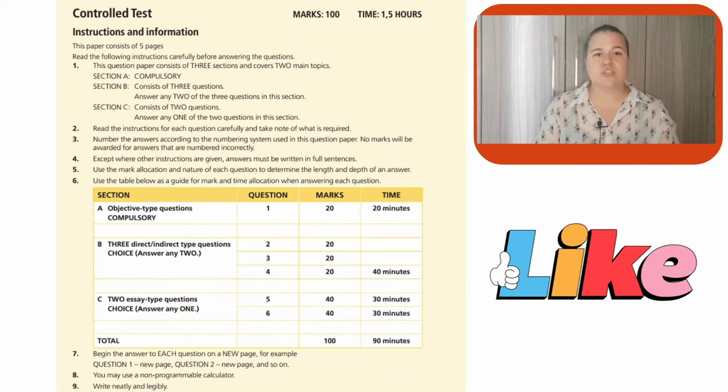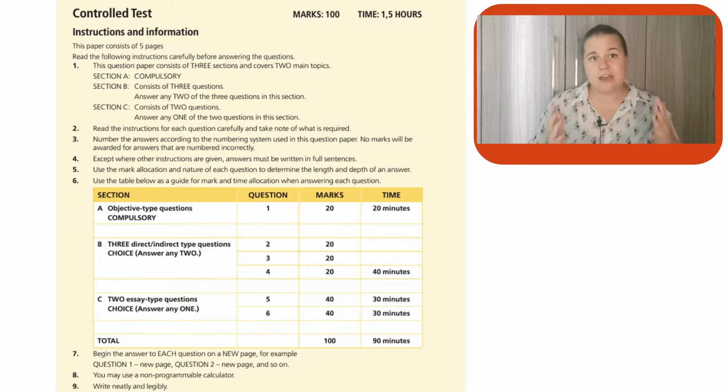Then use the mark allocation to see the length and the depth of the question, also to see how many bullet points you need for how many marks. And then below is a time allocation, so you can see question 1 is 20 marks. It should take you 20 minutes. With section B, you will see here that it's for 20 marks, 20 marks, 20 marks. Remember, you're only answering 2 of them. So it should take you 40 marks, 20 marks for the one question, 20 marks for the second question. And then for the essay, there are 2 questions as well. You answer 1 for 40 marks. This should take you 30 minutes. So use this as a guide to guide yourself.